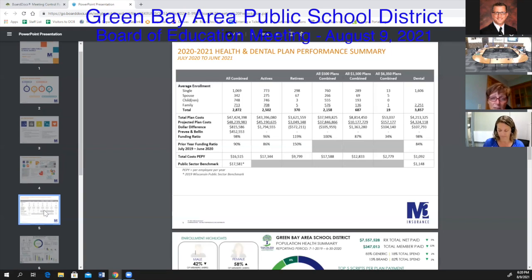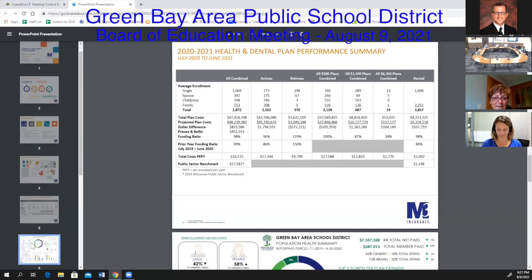as those costs do not flow through the health plan and they're paid out directly out of that same pot of money that the health insurance claims are paid out of, but it is a separate fund. So when you look at it, it shows up under the all combined that $452,553 was for the direct services of primary care, urgent care, and physical therapy, specifically through Bellin and Prevea Health Services.